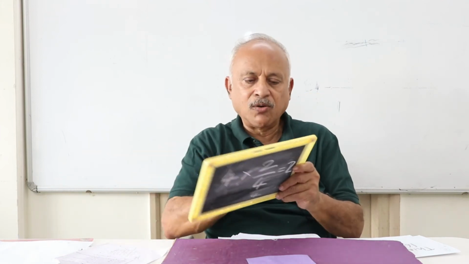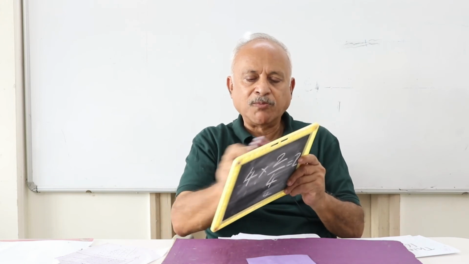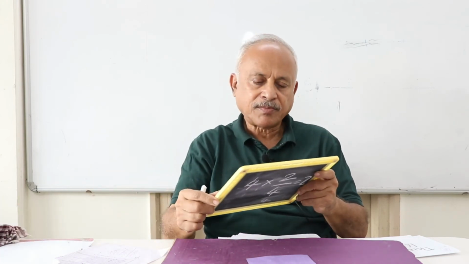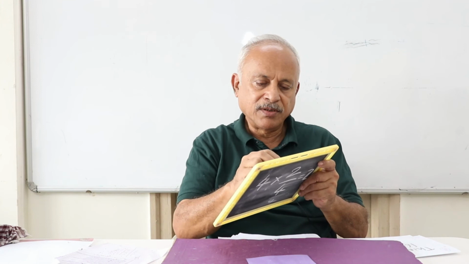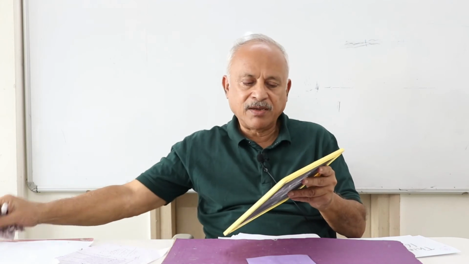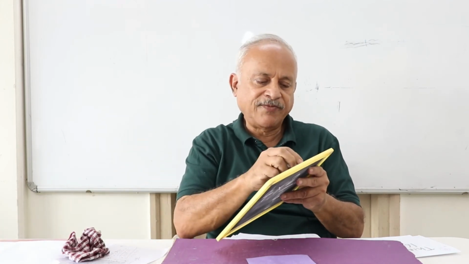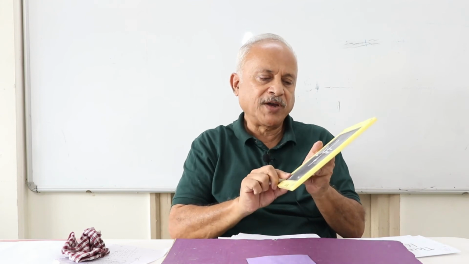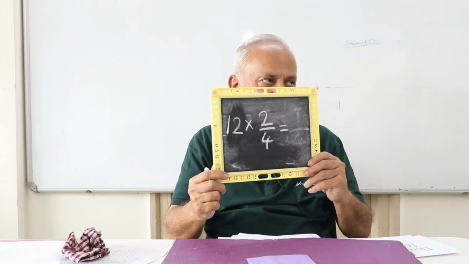Okay. Now let's do one more problem. I take 8 times 2 by 4. Anita, what will I get? 4. I take 12 times 2 by 4. Janjoti, what will I get? 6. Right.